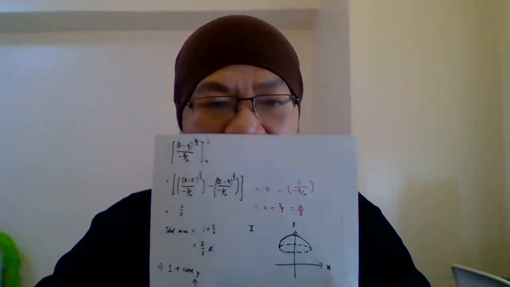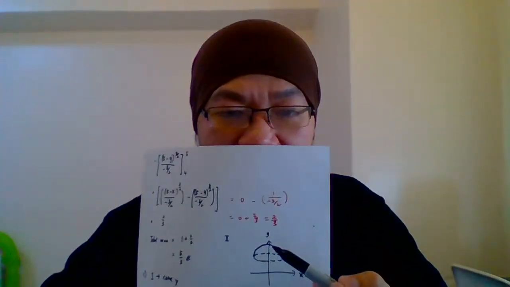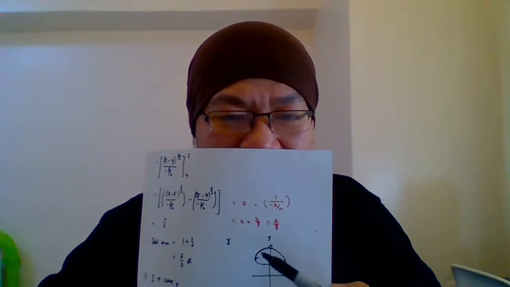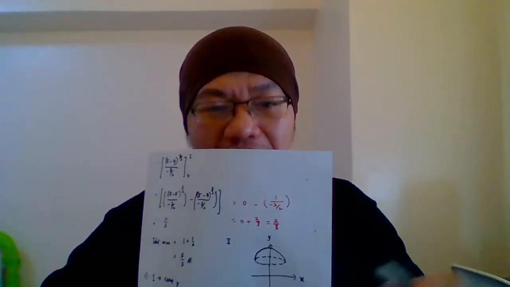How about the second region? Let me draw the diagram. It's a curve, right? X, Y, and the curve. This is the second diagram. The second diagram is actually a curve here. When this curve rotates against y, it becomes a hemisphere.